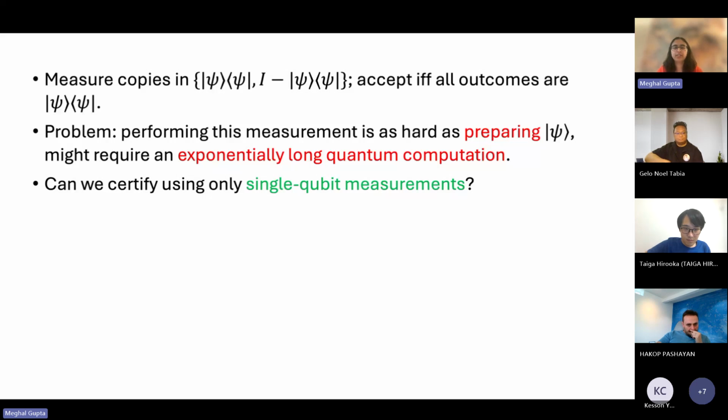That leads to the question, can we certify using only much simpler measurements, and not measurements that require preparing psi in the first place? One question we can ask is, the most basic form of measurements are single qubit measurements. So can we certify whether rho is equal to psi or not using only single qubit measurements? These would be measurements where you take rho and measure one qubit at a time, rather than measuring the entire thing all at once, which could be exponentially complicated to set up. So does the question make sense?